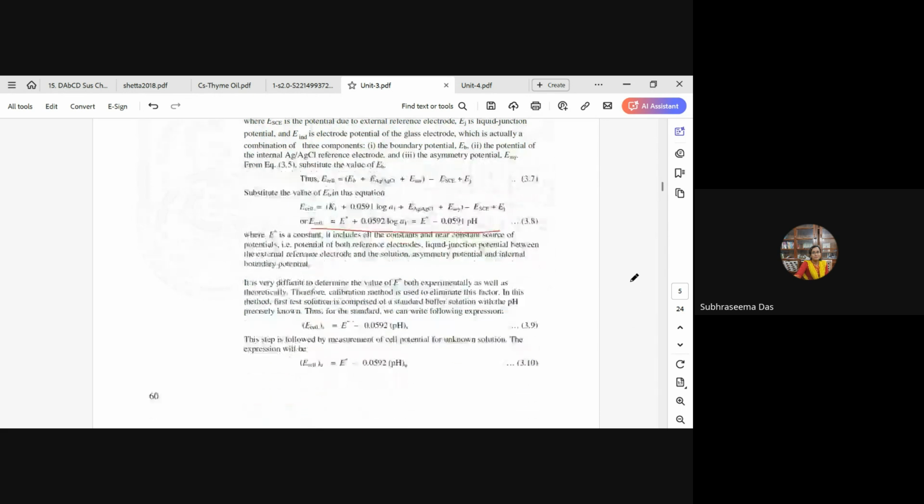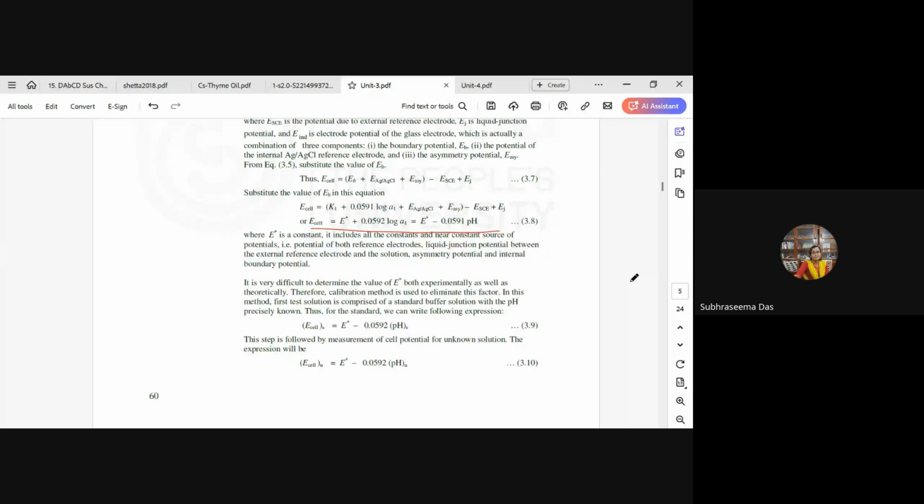Now, since E star includes the constant values of so many factors, its determination both experimentally and theoretically is very difficult. Therefore, the calibration method is used to eliminate this factor. In this method, the first test solution is a standard buffer solution with a precisely known pH. The standard pH buffers available in the market, buffer tablets, come in pH 4, 7 and 9.